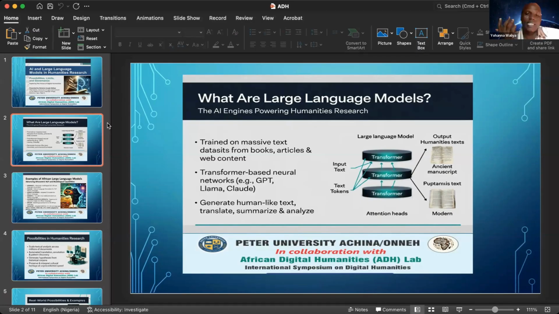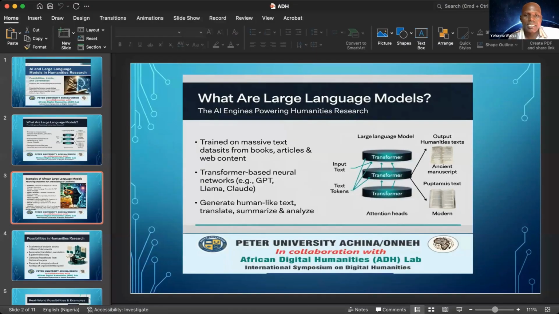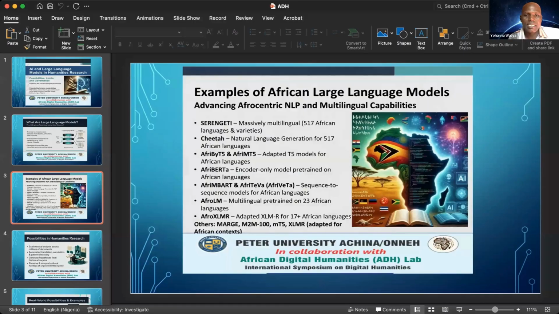There are examples of this. We want to call LLMs, that is large language models, in the African context. Though what people know almost everywhere is generative pre-trained transformer, GPT, Claude, Llama, and all the rest. But we have, thanks to some Africans, Adebara and his group in Alberta, that is the same university where Austin is, they have developed African-based large language models.